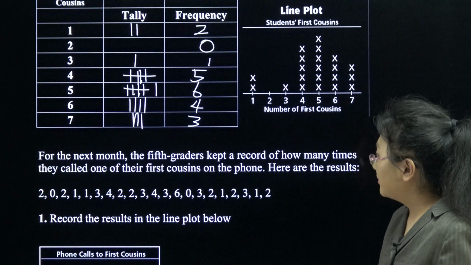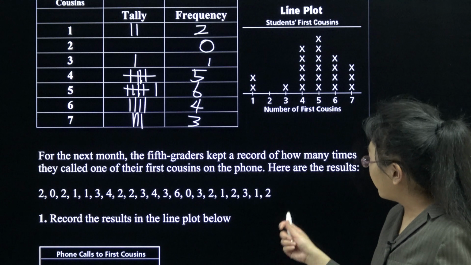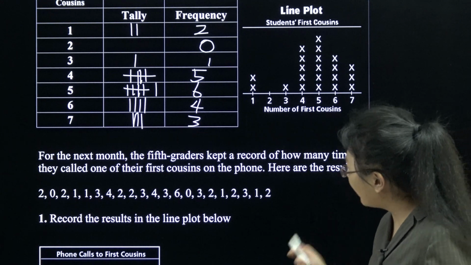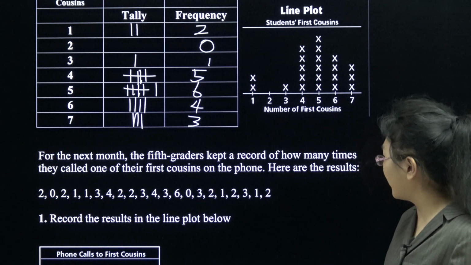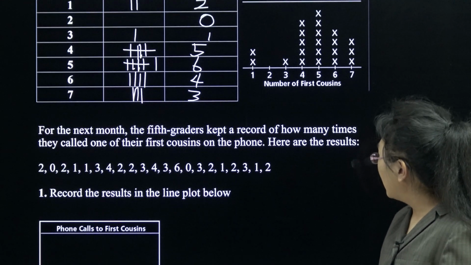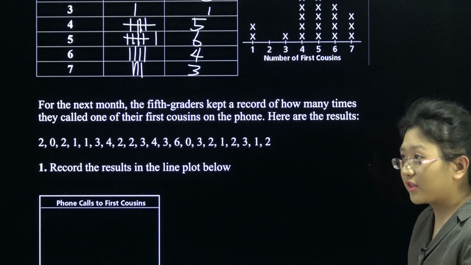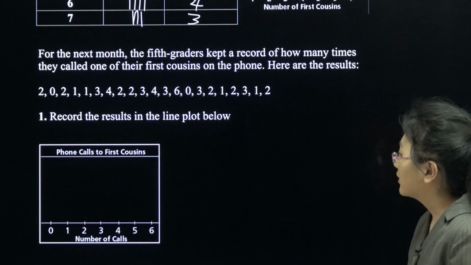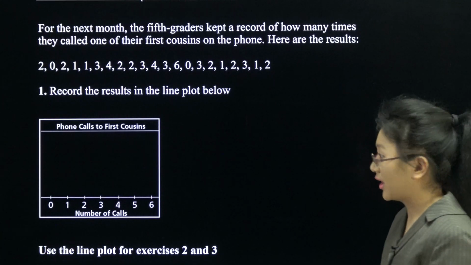Now for the next month, the 5th graders kept a record of how many times they called one of their first cousins on the phone. Wow. I don't know why you would do that. Here are the results. So now, we're going to record the results in the line plot below.